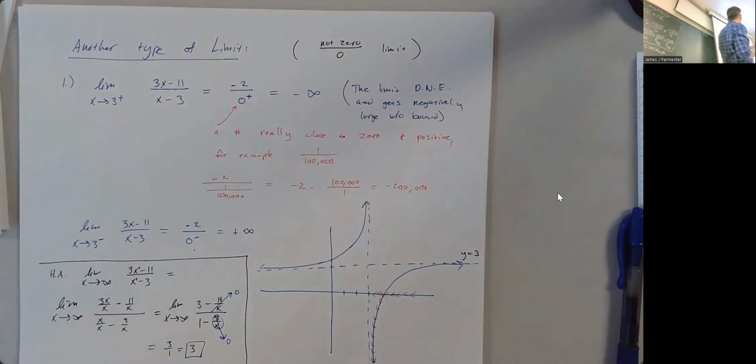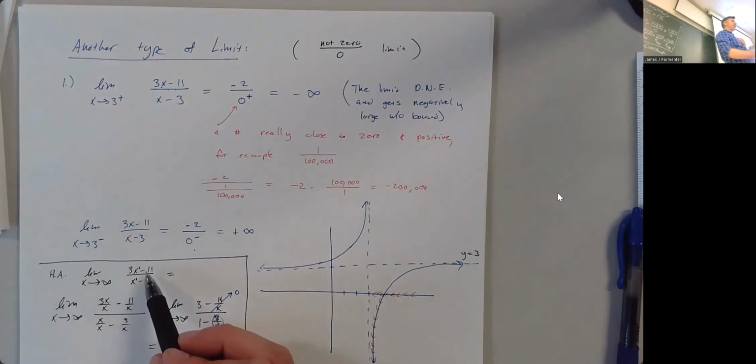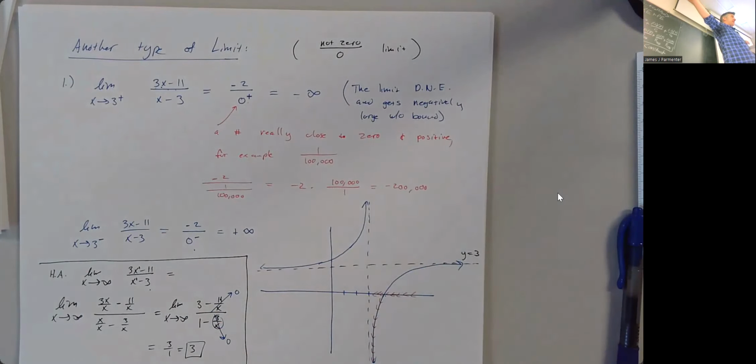And I should point out that for rational functions, which again are just polynomials divided by polynomials, the left and the right horizontal asymptote are always going to be the same. There are other funky functions where you can get a different horizontal asymptote to the left and to the right, but those are kind of extra complicated.